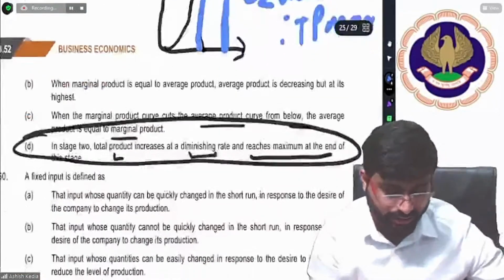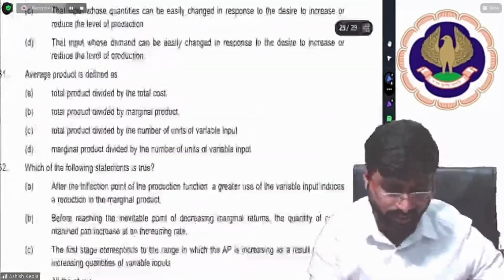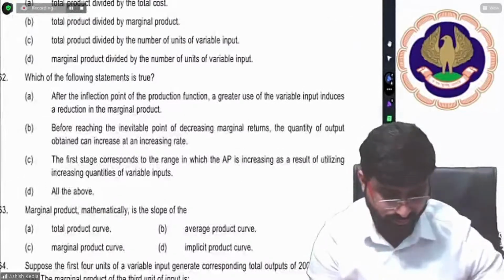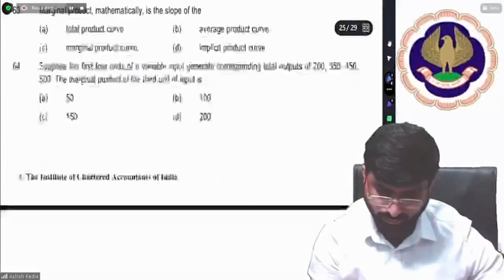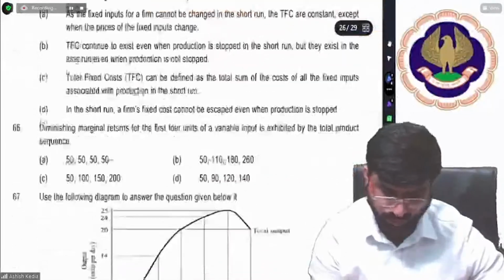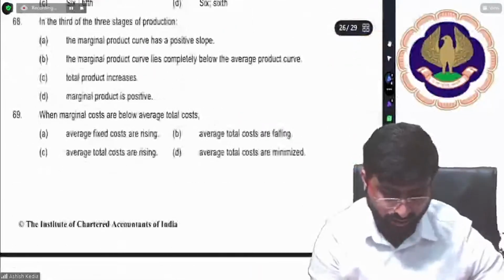Right? Yes, sir. Now let's talk about the other cases.